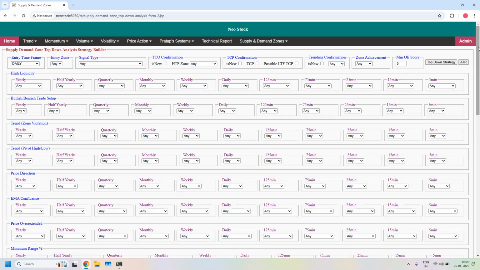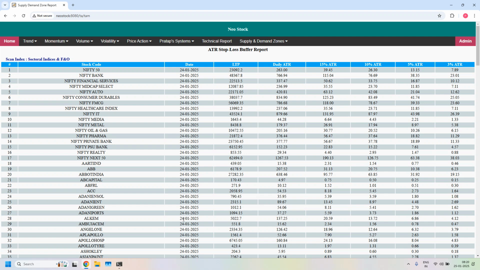In the final report, let us generate stop buffers based on daily ATR. First 17 in this list are indices, remaining all are equity stocks. I am scrolling the list down. Whichever stock you want to refer, there you please pause the video. After that you can proceed further. I am scrolling the list down.